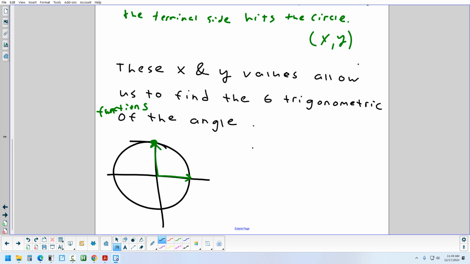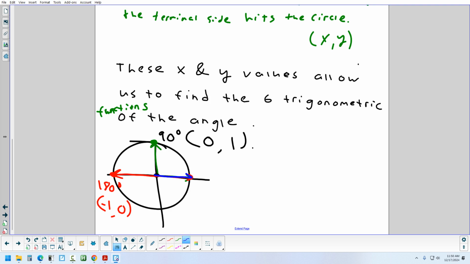So if that's the origin, or I just put the black dot, does anybody have a guess what the coordinate would be for 90 degrees? 0, 1. Yep. The x value is 0 and the y value is 1. How about if I drew that angle? How big is that angle in red? 180. That's a 180. And does anyone have a guess what that coordinate would be? Negative 1, 0.